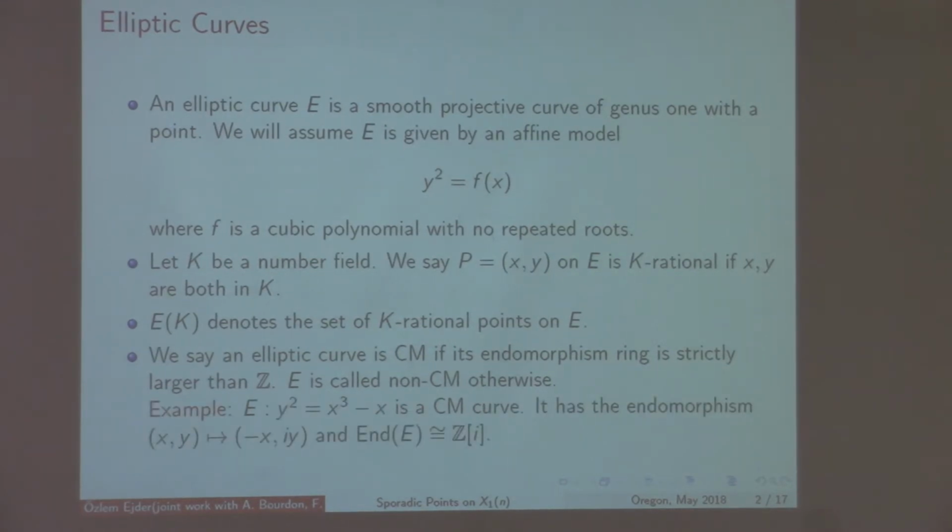And so here's an example. If you take the elliptic curve given by y squared equals x cubed minus x, this is a CM curve because we have this extra automorphism of order 4. And in this case, the endomorphism ring is Z adjoin i.